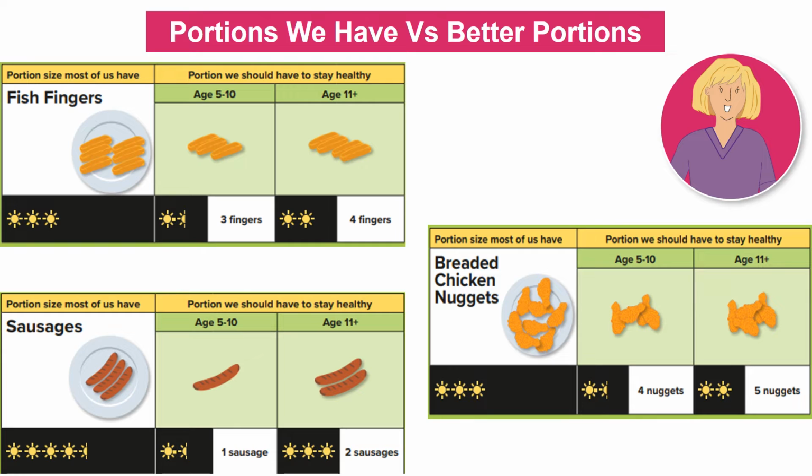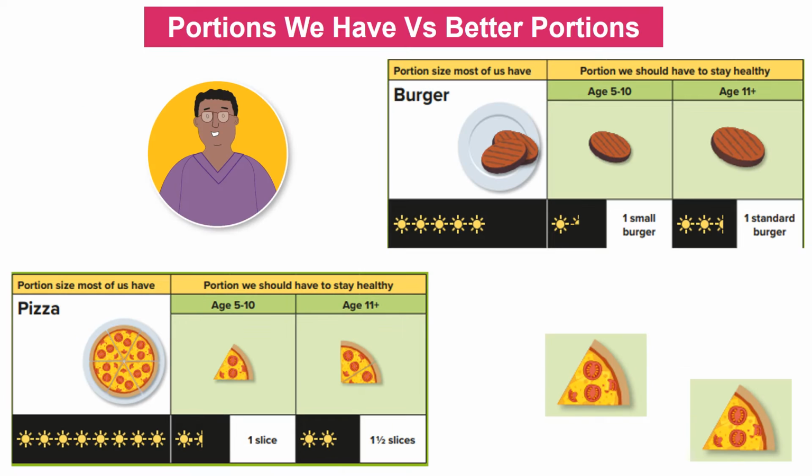Okay, so now we have fish fingers, chicken nuggets and sausages. So a portion of fish fingers for a 5 to 10-year-old is 3 pieces, and for 11 to 18 is 4. For chicken nuggets it's 4 pieces for the youngsters and 5 for the older children, and for sausages it's 1 sausage for the younger ones and 2 sausages for the older children. If burgers are for tea, we recommend just trying to have 1 standard size burger rather than having 2 or more of the huge burgers.